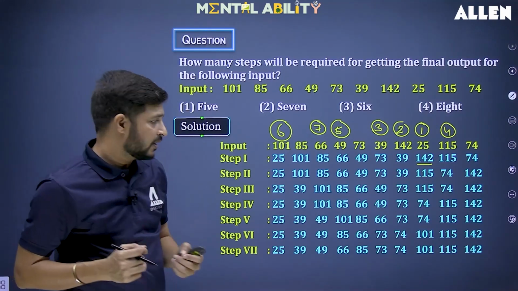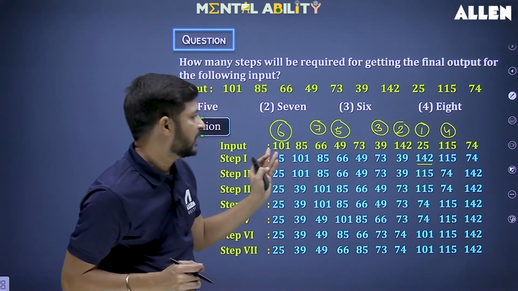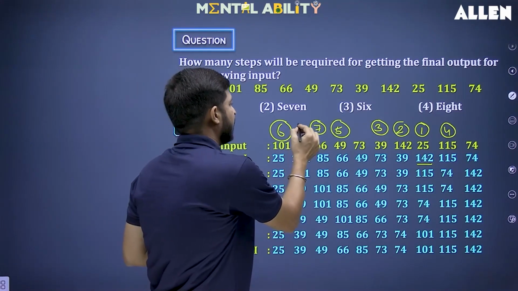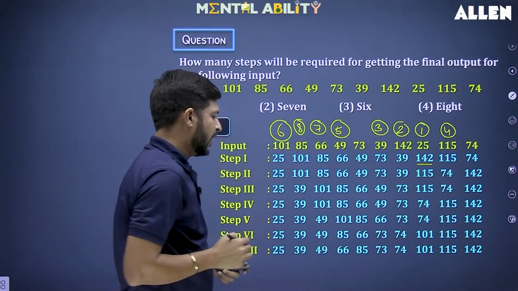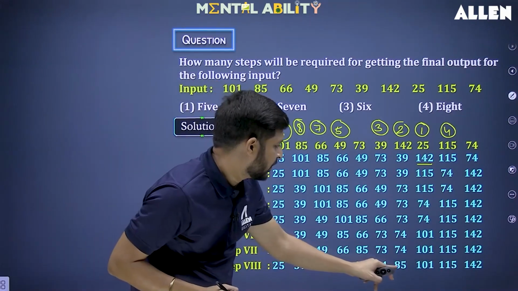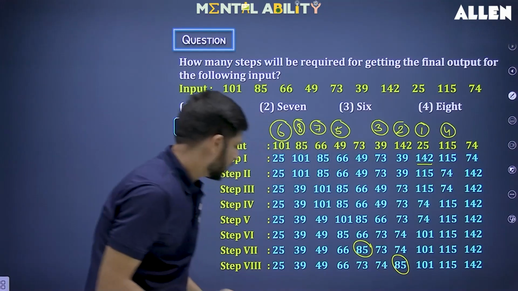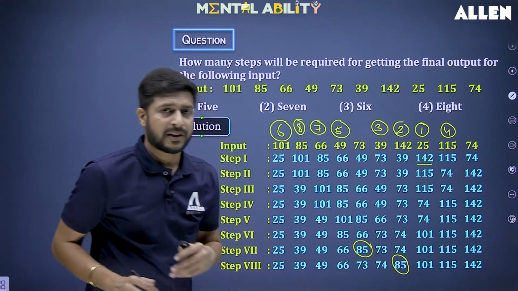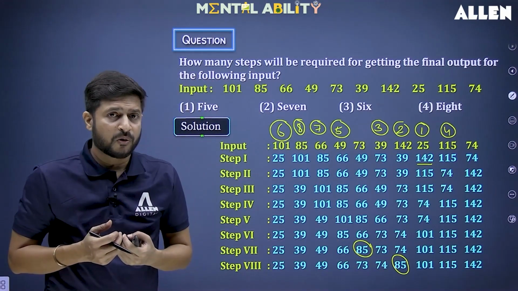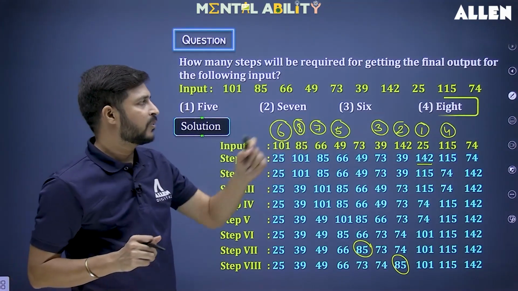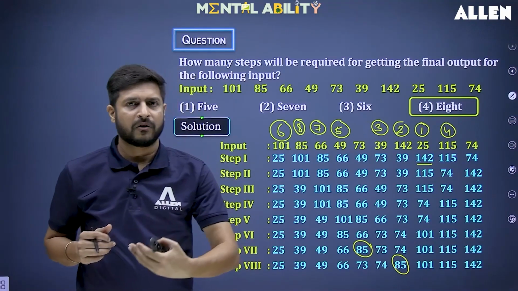Now the number which is just smaller than 101 among the given numbers is basically 85. So now this 85 will be shifted to this particular place, from this place to this particular place. Now you can notice that all the numbers are basically automatically arranged. So definitely this will be the last step, and we can say that the correct answer for this particular question will be option number 4.